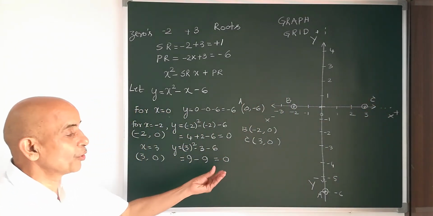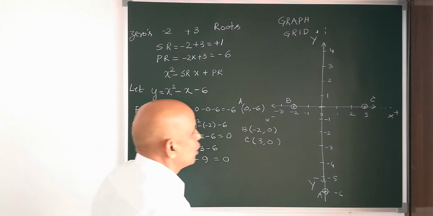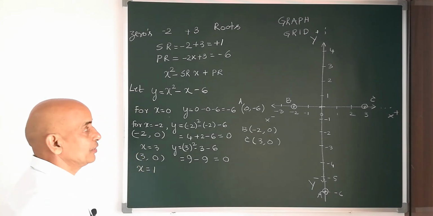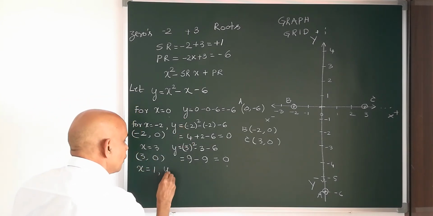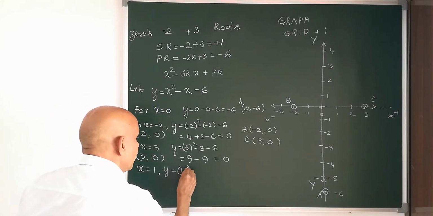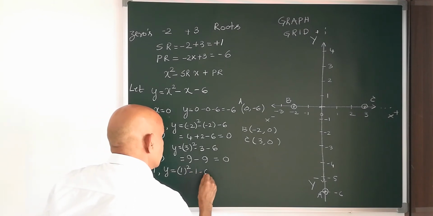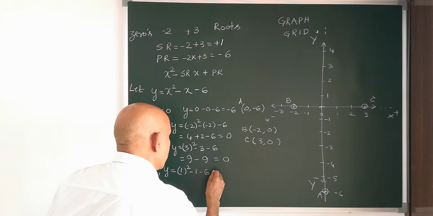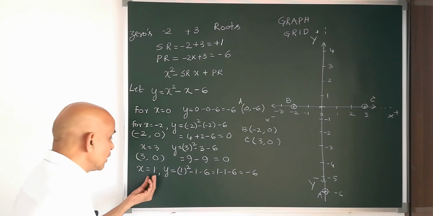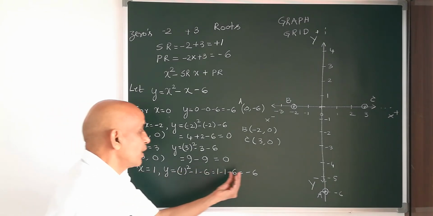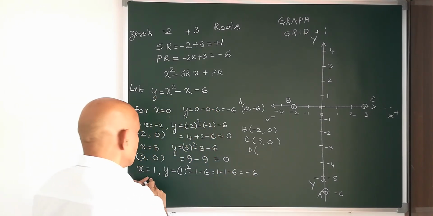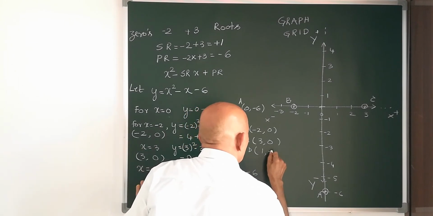Now let us calculate some more points. Suppose I put x is equal to 1. If I put x is equal to 1, what happens? Let us see. y is equal to, in place of x, I will put 1: 1 square minus 1 minus 6. 1 square becomes plus 1, 1 minus 1 is 0, and we are left with minus 6. That means even for x is equal to 1, we are getting y as minus 6. If I call this point D, x is 1, y is minus 6.